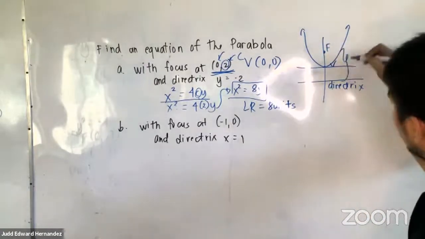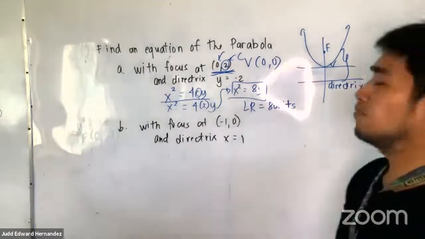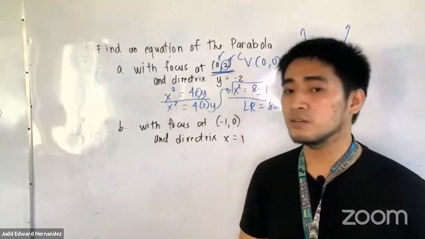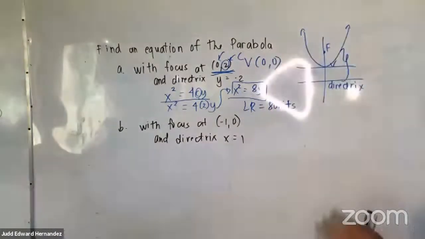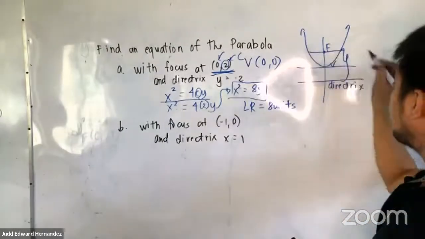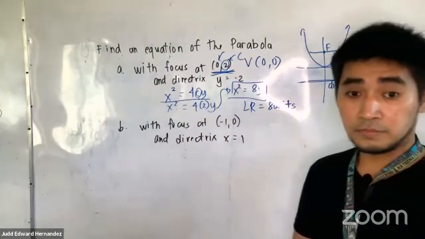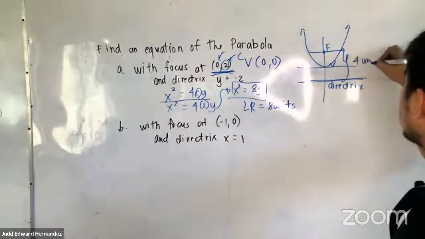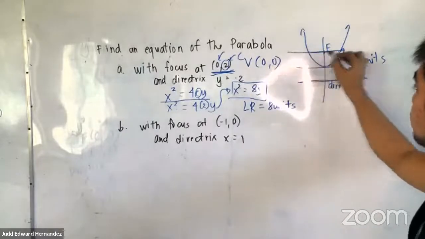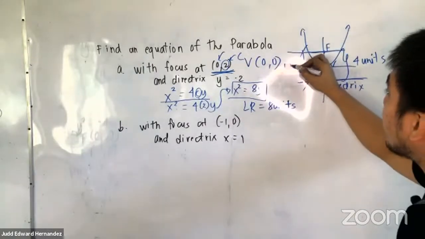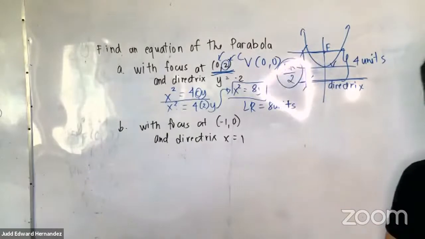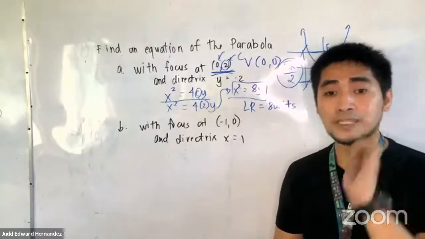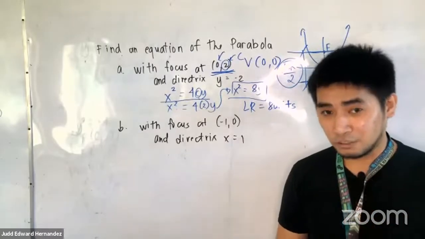This is the focus. This is the vertex. What is the length of the focus going to the directrix? Anyone na nakakaalam? Ano yung sagot doon? Please open your mic. 4 po. Yes. 4. Okay, very good. This is 4 units. Always remember na yung length ni focus going to the directrix is always half of the latus rectum.